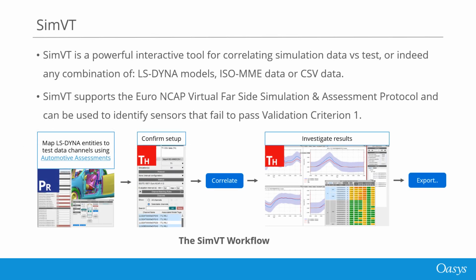SimVT is a powerful interactive tool for correlating simulation data versus test, or indeed any combination of LS-DYNA models, ISO-MME data, or CSV data. It supports the Euro NCAP Virtual Farside Simulation and Assessment Protocol, and it can be used to identify sensors that fail to pass validation criteria 1.